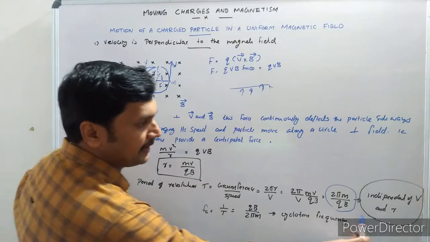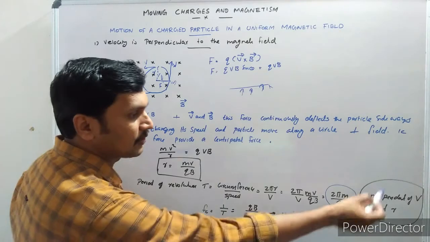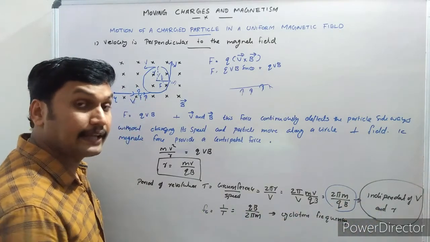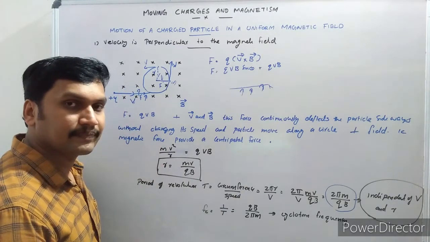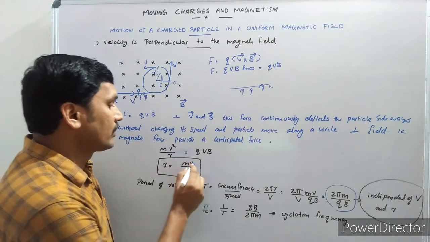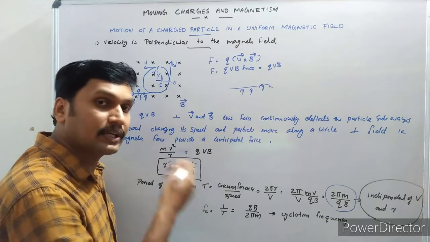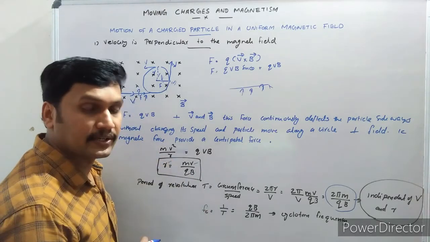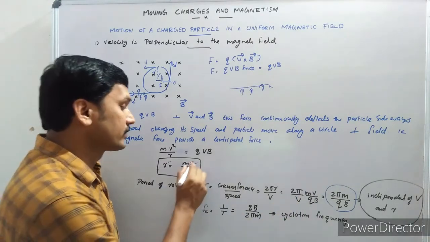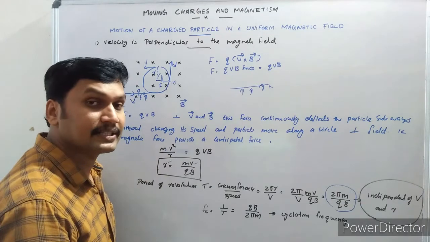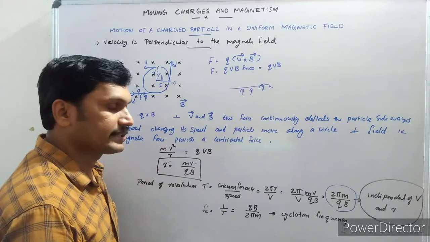And see that the time period is independent of v and r. In this expression of time period, velocity and radius are not there. Time period is independent of the velocity of the charge and the radius of the circular path. It means when the velocity increases, the radius of the circular path also increases. Whatever the radius or velocity, time period remains constant.